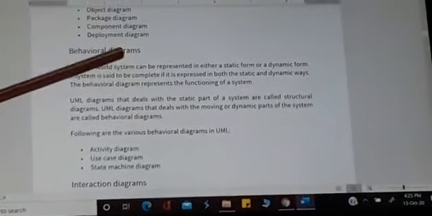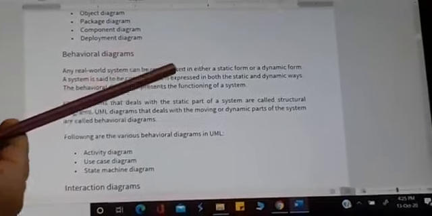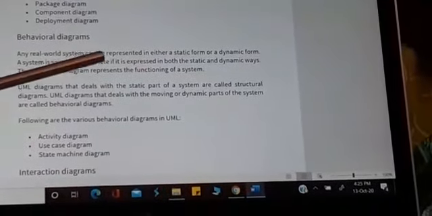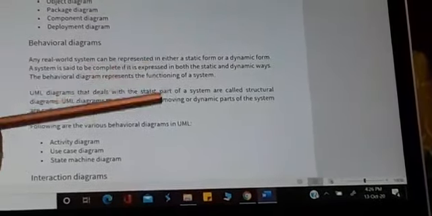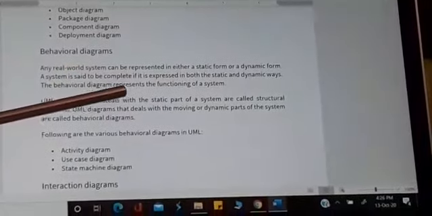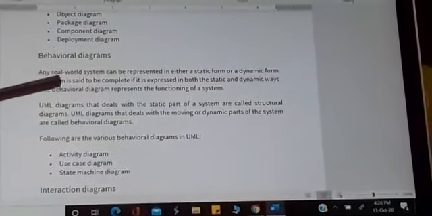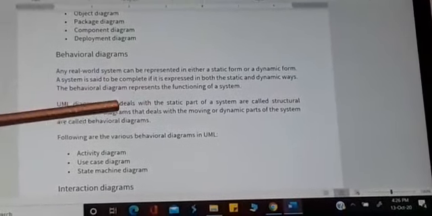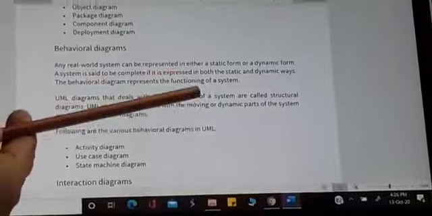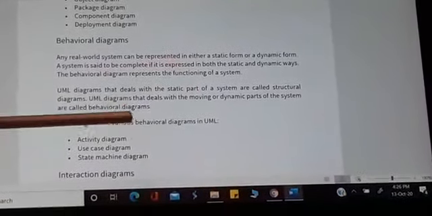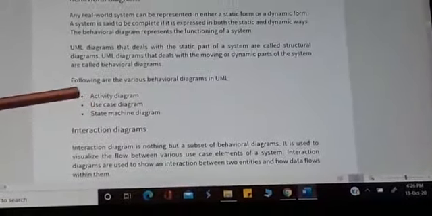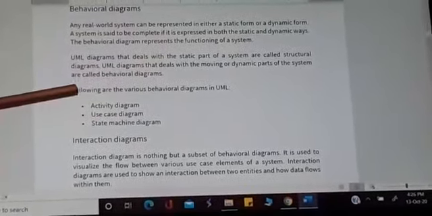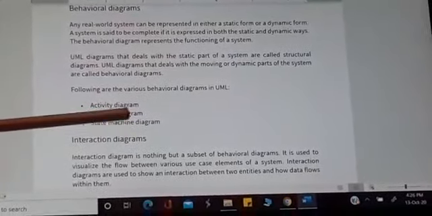Next one is behavioral diagrams. Any real world system can be represented in either a static form or a dynamic form. A system is said to be complete if it is expressed in both the static and dynamic ways. The behavioral diagram represents the functioning of the system. UML diagrams that deal with the static part of the system are called structural diagrams. UML diagrams that deal with the moving or dynamic parts of the system are called behavioral diagrams. There are 3 categories that come under behavioral diagrams: the UML activity diagram, UML use case diagram, and UML state machine diagram.